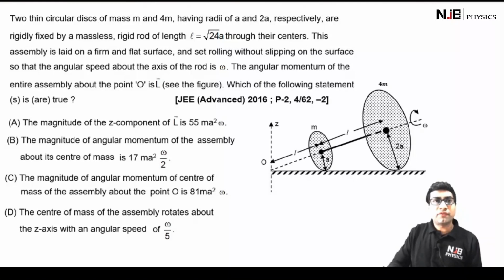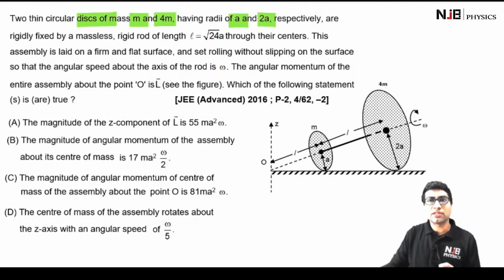Well, in this problem, we have two thin circular discs of masses m and 4m, and the radii are a and 2a, as you can see in this figure, and they are rigidly fixed by the massless rod. So we don't have to worry about the moment of inertia of this rod, as it is massless. Its length is also given to us, and it is connecting the two centers of the disc.